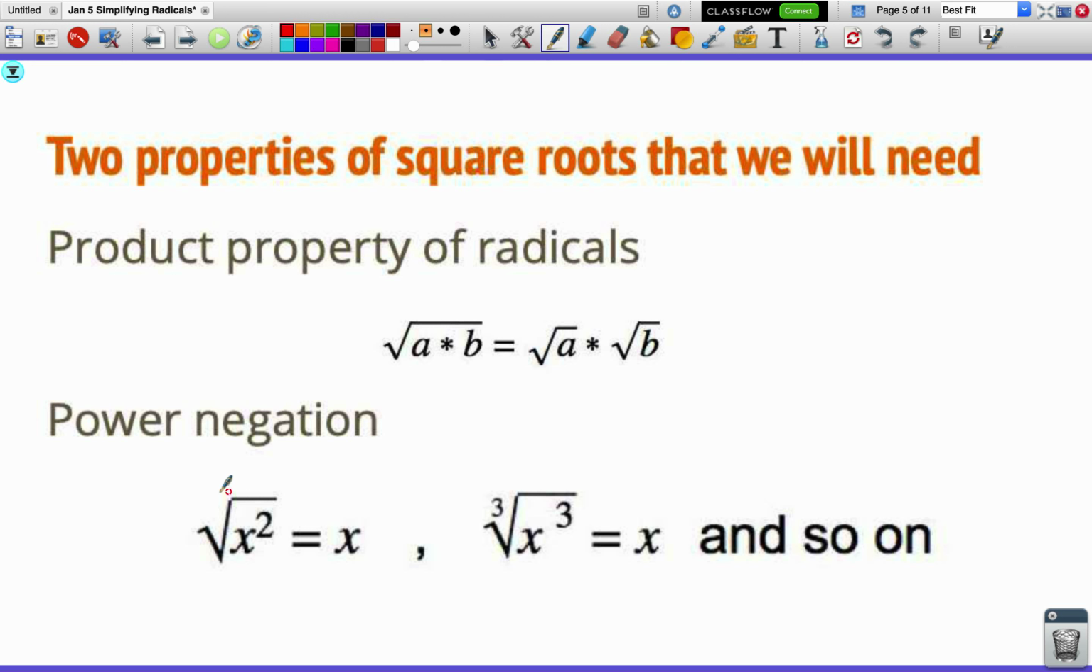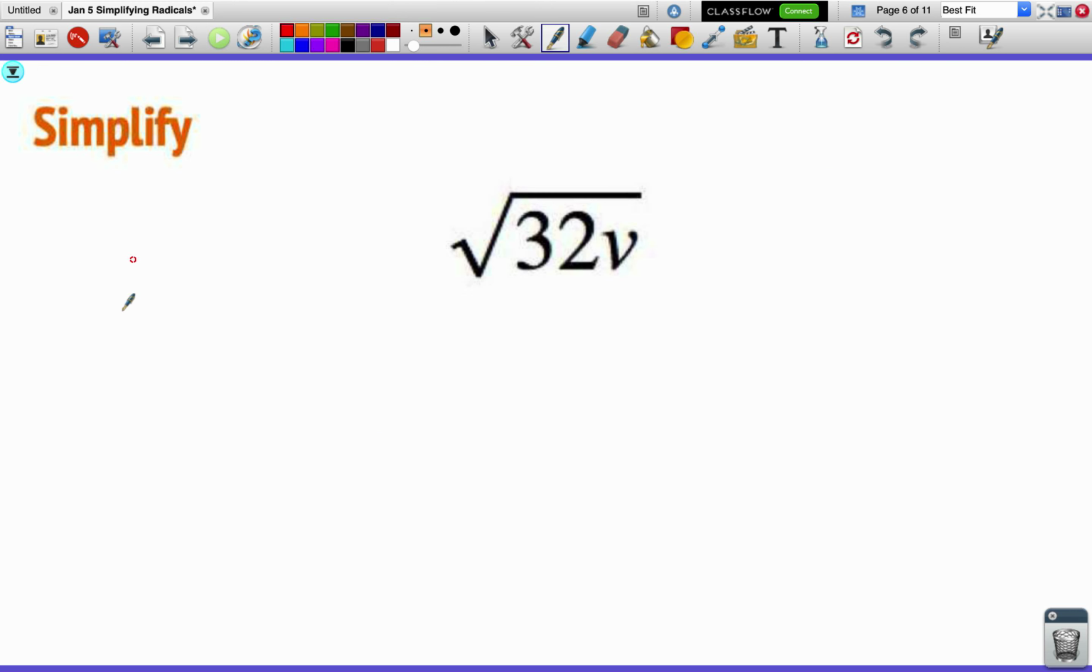And then a property that doesn't have a name when you look it up, so I call it power negation. That's the idea that a square root can cancel out a squared, just like this, or a cubed root can cancel out a cube, just like this. So the cubed root of x cubed is just x. The cubed root and the cube cancel out. So with these two properties, we're going to be able to simplify a bunch of different radicals.